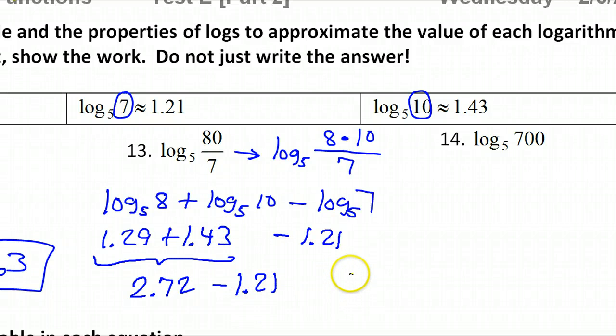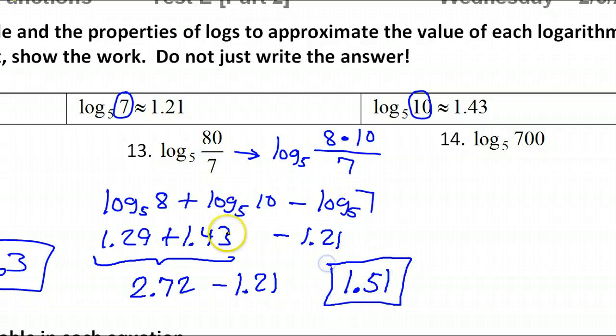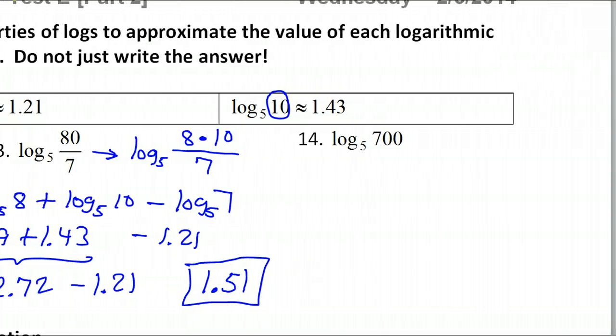And that's going to be 1.51. Okay, that's the answer to number 13.